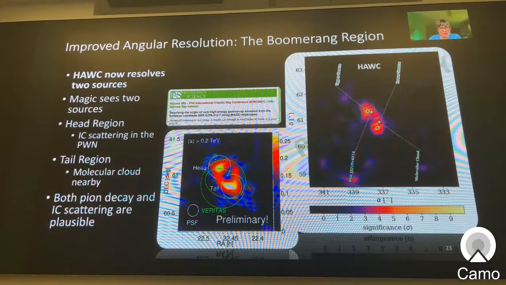And so the head region is in the upper source, and the tail region is in the lower source. The studies of this are still ongoing, but we can probably already say that they will extend the spectral energy distribution measurements to higher energies.